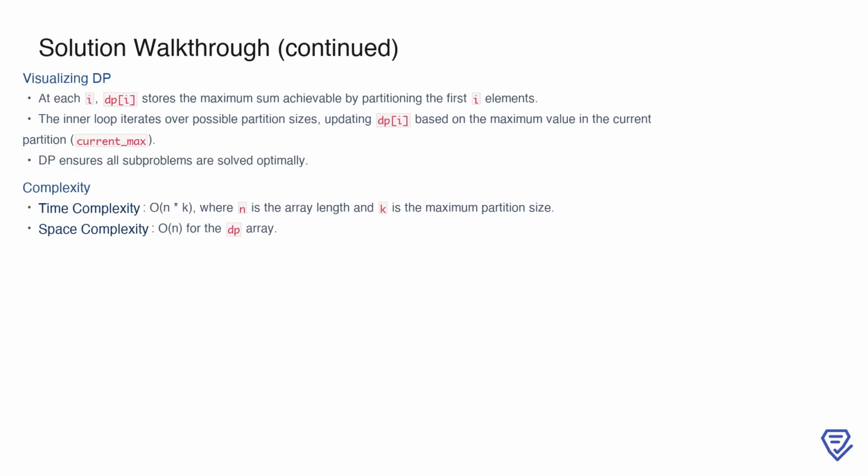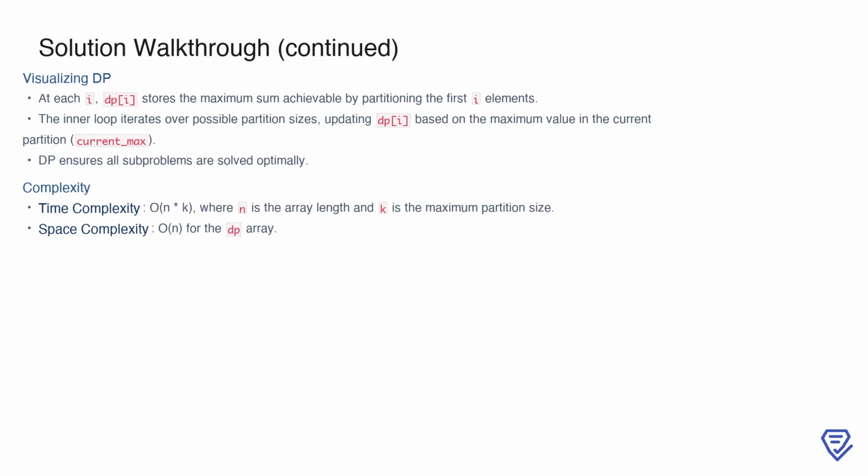To better understand this approach, let's visualize how the DP array works. At each index i, DP[i] stores the maximum sum achievable by partitioning the first i elements of the array. The inner loop iterates over possible partition sizes, and for each size, it computes the maximum value in the current partition, denoted as current_max. This value is then used to update DP[i], ensuring that all subproblems are solved optimally.